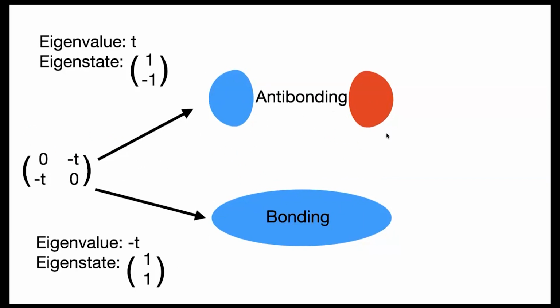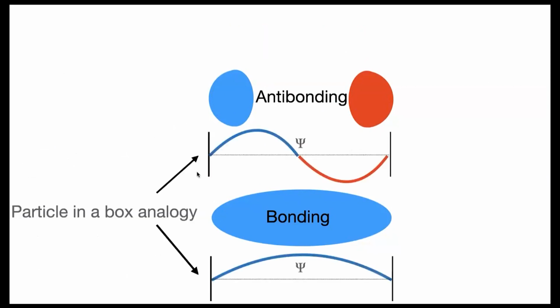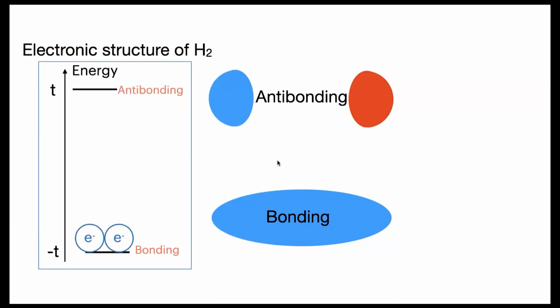And this is empty. The thing to keep in mind is, this is why you can't have, say, helium molecules, because you'd be filling this antibonding orbital and you'd destabilize the molecule. So a general principle in many solids is that antibonding orbitals destabilize materials. This is kind of like a particle in a box analogy. You can think of this as a ground state and an excited state. So we now have this bonding and antibonding picture.